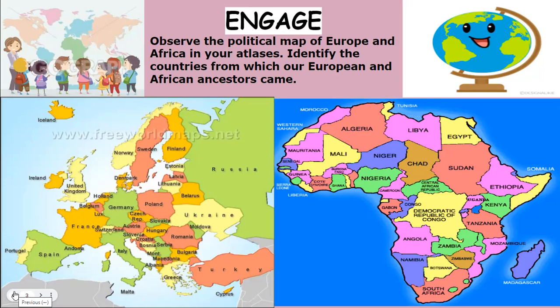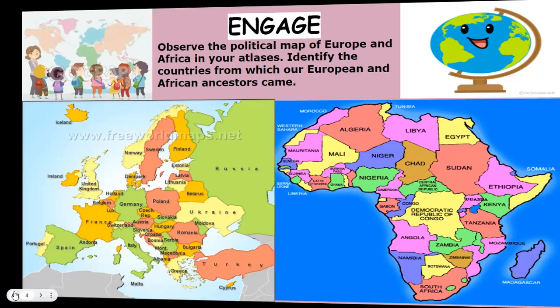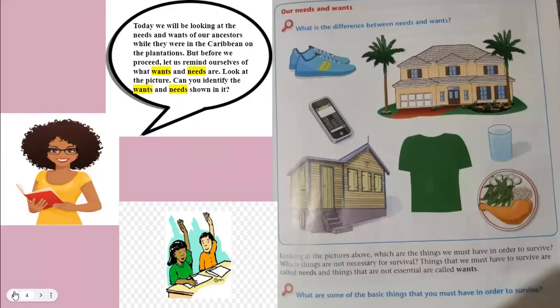Now, what you will do in your spare time is you're going to get an atlas and try to identify the countries from which our European ancestors and our African ancestors came. All right, so today we will be looking at the needs and wants of our ancestors while they were in the Caribbean on the plantation. But before we proceed, let us remind ourselves of what wants and needs are.